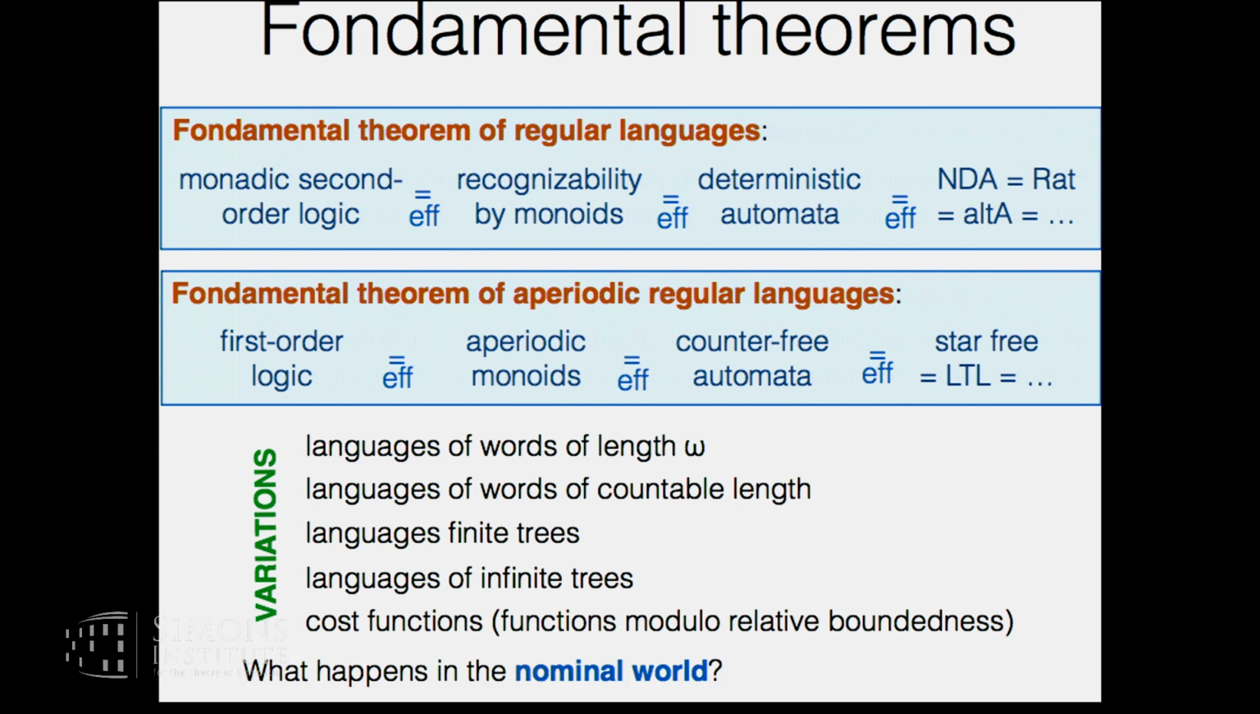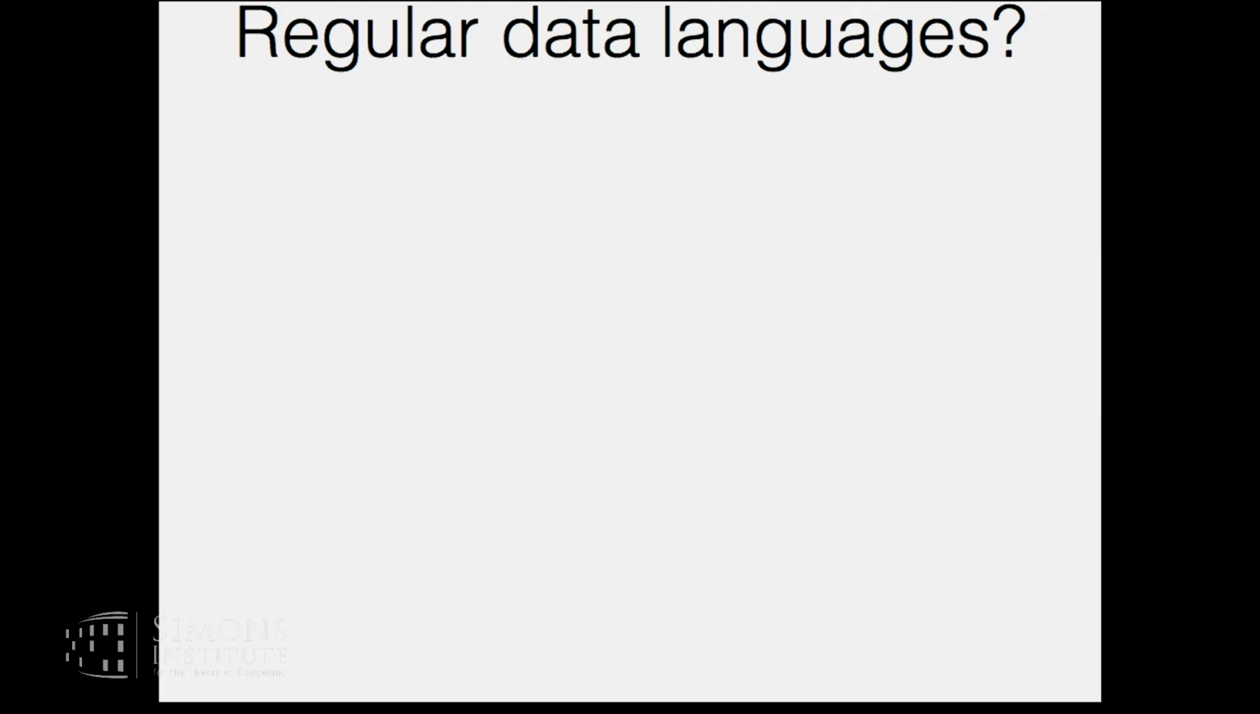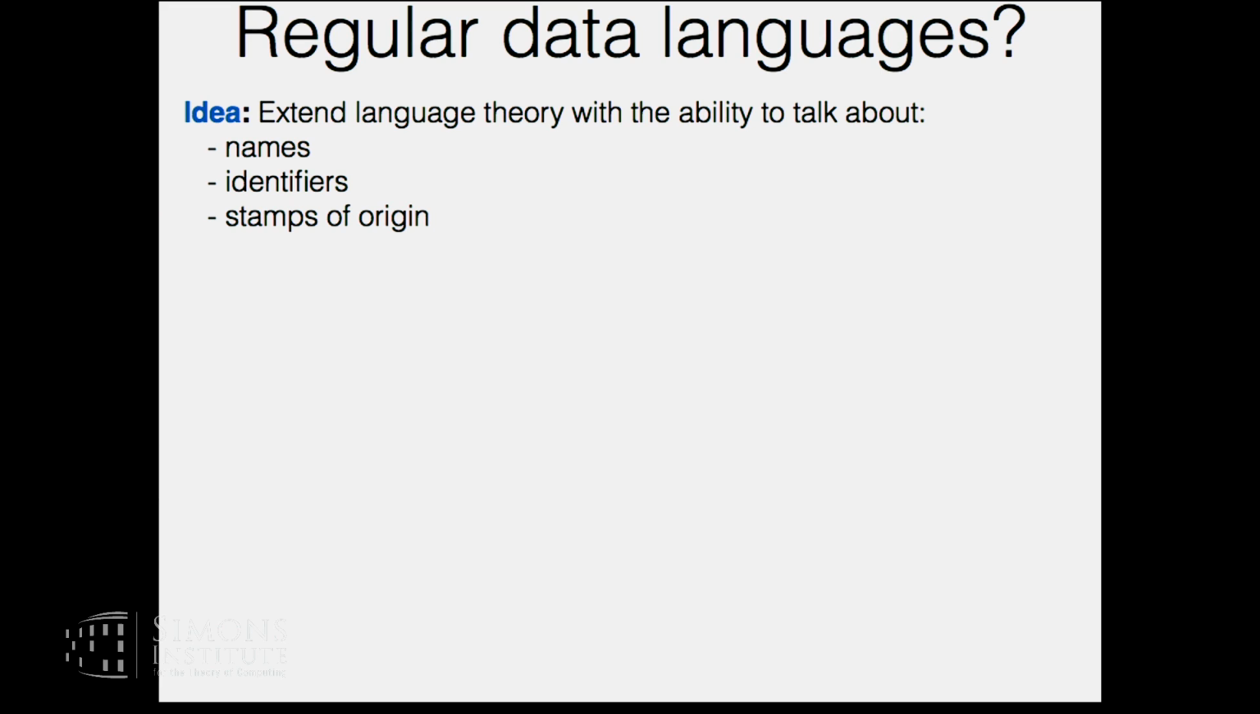And what we do here is try to do this for the nominal world. So now it's still finite words, but now the words have values that belong to some infinite universe of data or names or integers, whatever you call them. And we want to see if we can recover part of these results.